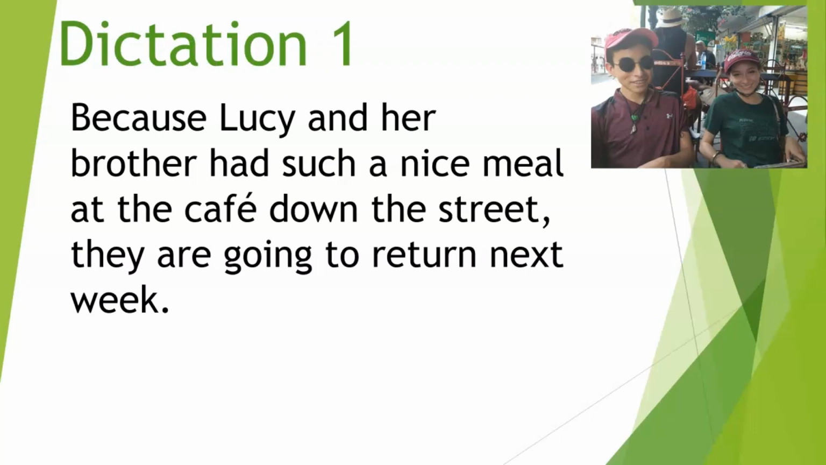Because Lucy and her brother had such a nice meal at the cafe down the street, comma, they are going to return next week, period. Because Lucy and her brother had such a nice meal at the cafe down the street, they are going to return next week. Now, can you find the parts? We're looking for the dependent clause, the subordinate conjunction, and the independent clause. Remember, everyone, that at this point, you can pause the video while you look.